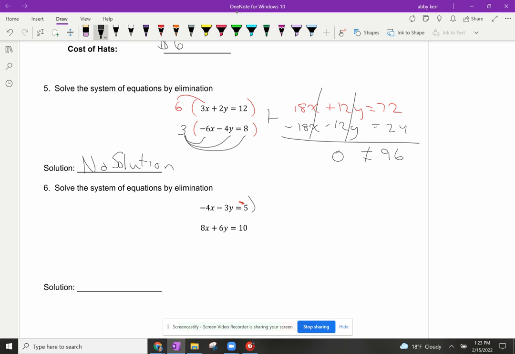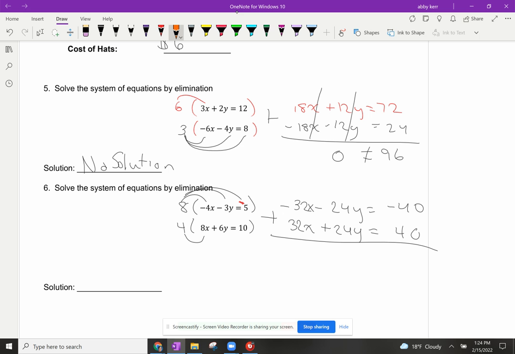Now, if you made this one -5 at the end like I asked you to, we're going to get IMS. So keep one, change the other. Doesn't matter which one you keep or which one you change, as long as you do it once. So that gets you the +32. That gets you a +24y. That gets you a +40. The nice thing about this, everything cancels. So 0 equals 0. So that's going to be an IMS.